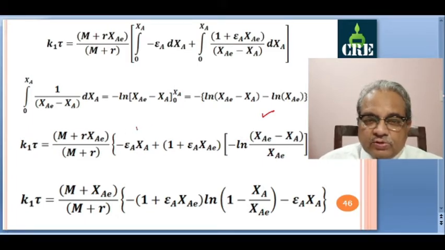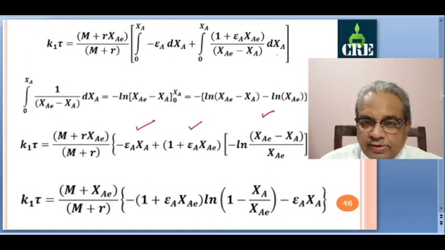So the rest of the terms we have already done. This constant comes outside, and this integral dxa by xae minus xa from 0 to xa is minus ln of (xae minus xa) by xae. This further we can simplify. This minus sign I am writing here: 1 plus epsilon a xae ln of xae by xae minus xa, and this minus epsilon a xa, this we have written here.